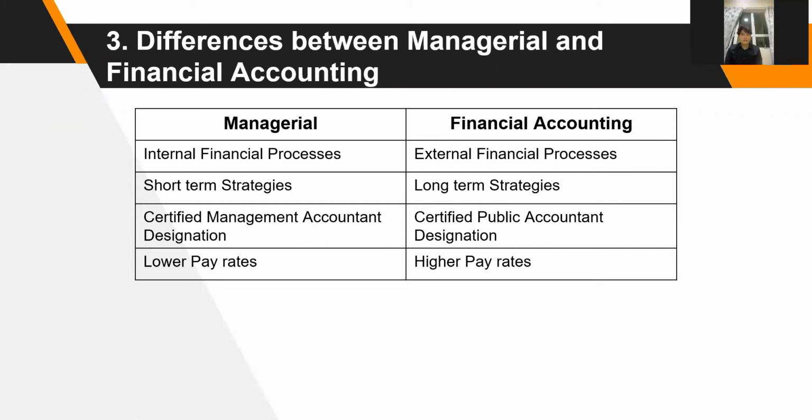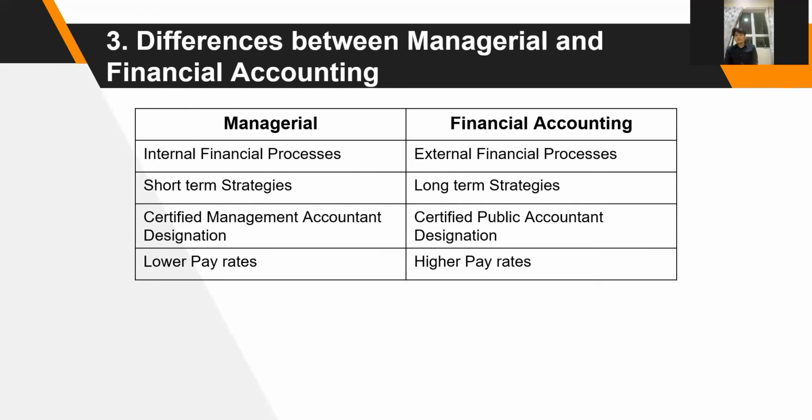Second, short-term and long-term strategies. Managerial accountants focus on short-term growth strategy relating to economic maintenance. For example, managerial accountants can perform a make or buy analysis to determine the financial soundness of producing a part to help with manufacturing a product. Financial accountants focus on long-term financial strategies relating to organizational growth.